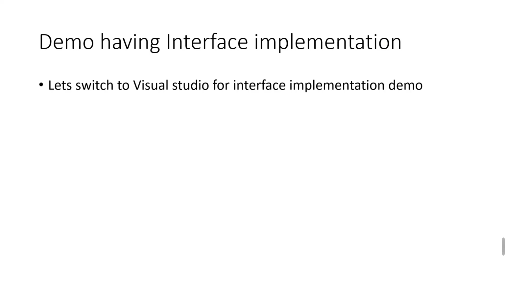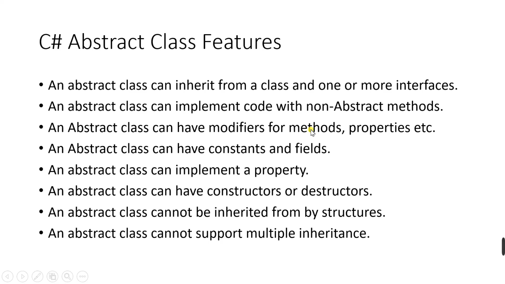Now moving back to the basic features of the abstract class. An abstract class can inherit from a class and one or more interfaces, right? An abstract class can implement code with non-abstract methods. That means we can define non-abstract methods also. Non-abstract methods are the methods that have a body themselves, and the abstract methods don't have a body. We have to define the body in the child classes that are inheriting that abstract class.